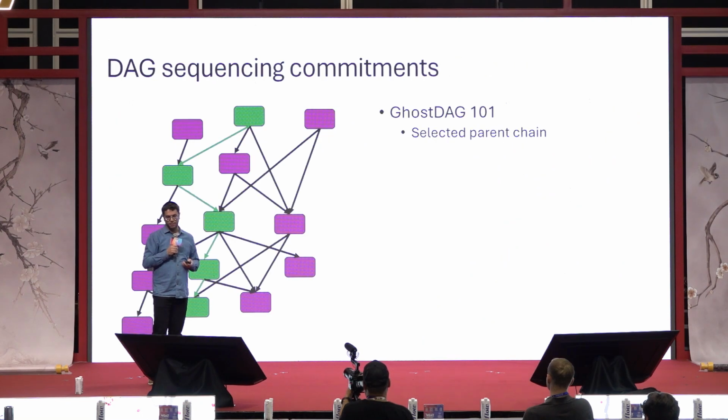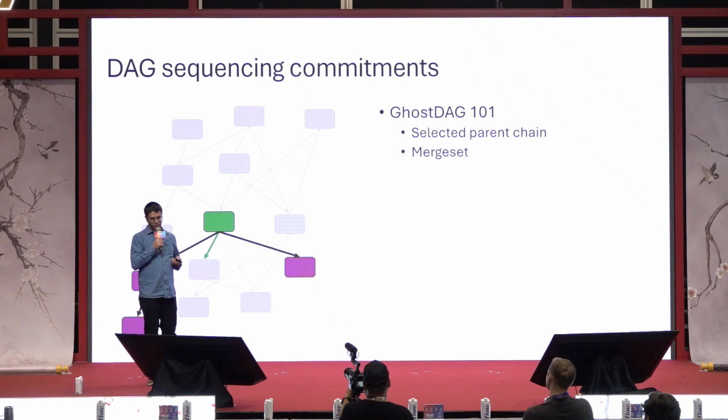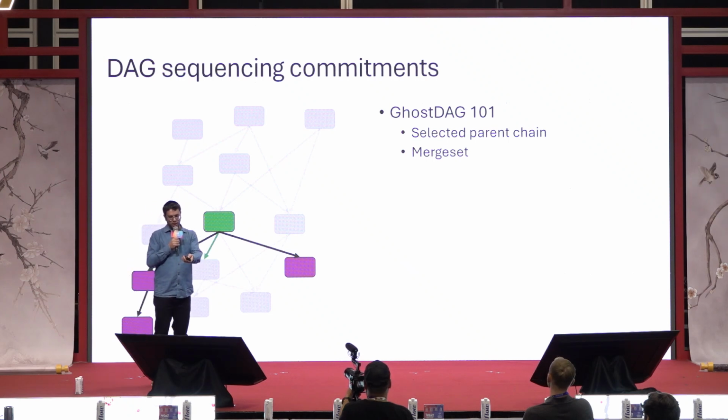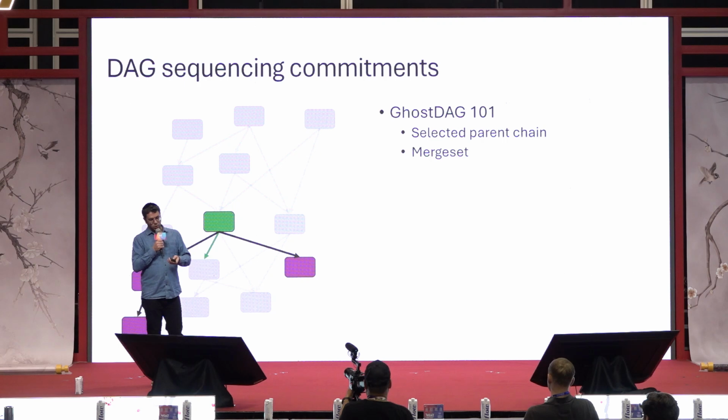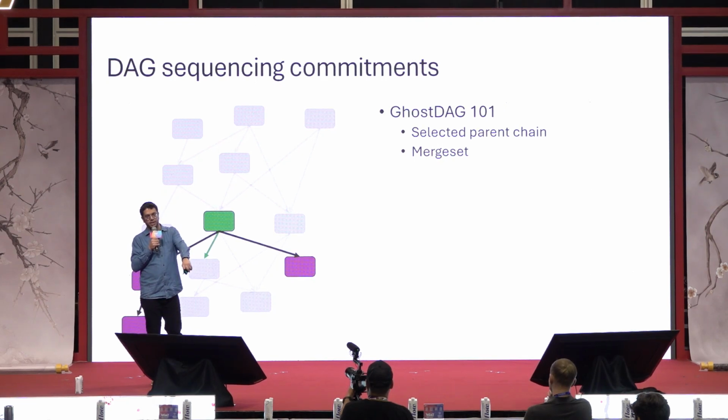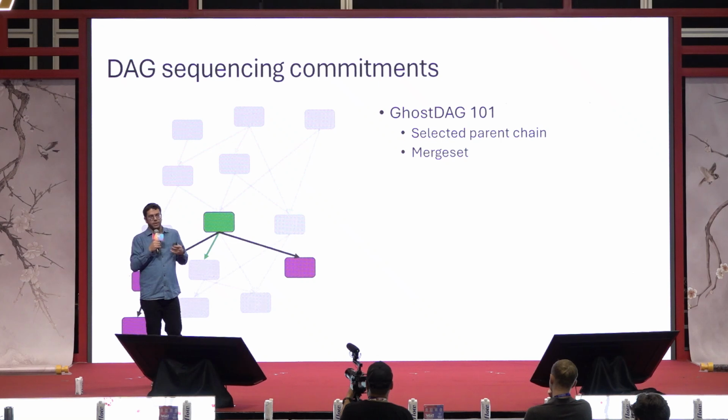And then we can look at a merge set. If we look at this block down here, let's call it D, the green arrow points at its selected parent, D tag. The purple blocks are what we call the merge set of D. They are the blocks it merged into the DAG, and the other two blocks at the bottom are actually in the past of its selected parent, so it had already included them into the DAG. But this block D included these three blocks. So we call it the merge set.